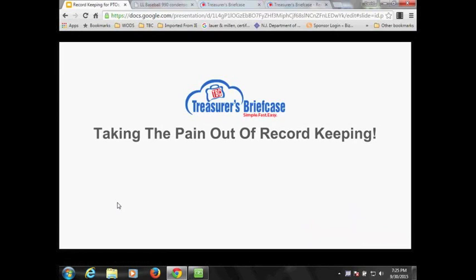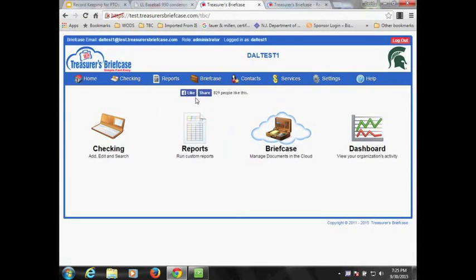Treasurer's Briefcase, the whole reason it was created was to take the pain out of this process. We've created it in a way that makes the process very simple, fast, and easy. So at this point, I'm just going to give you a quick demo of purely the category section of our software and how that translates into financial statements. This is the main menu of our software. Some of you have been using it and are pretty comfortable with it.